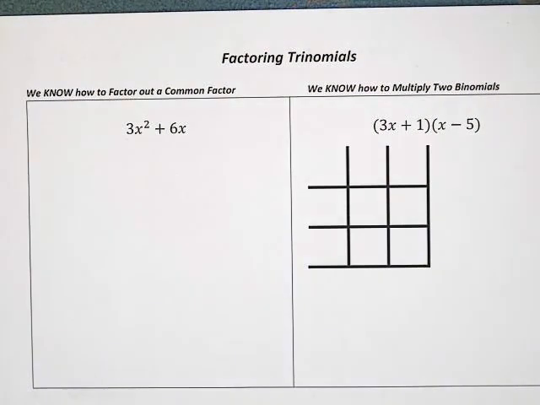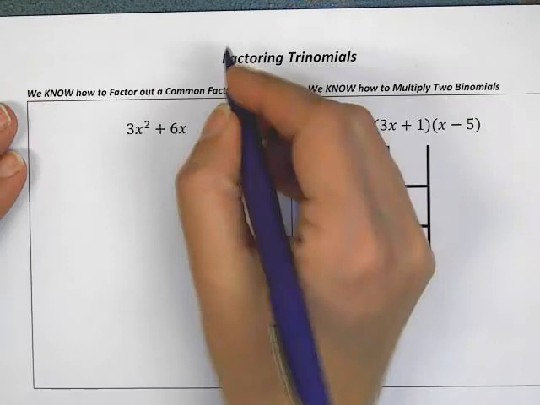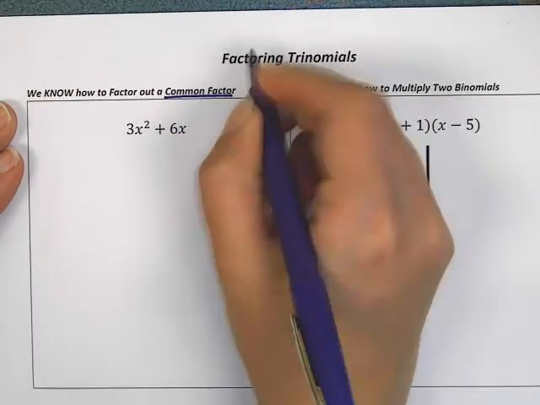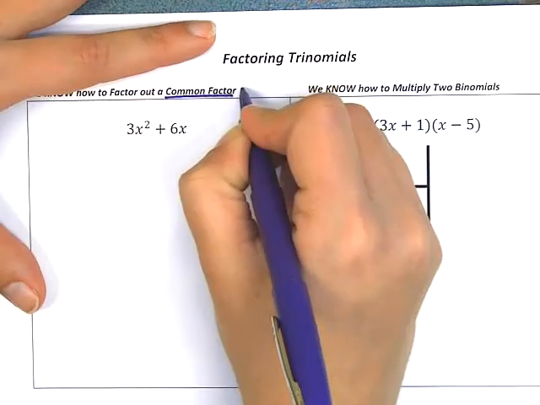I'd like to start by reviewing some of what we know. We know how to factor out a common factor, and this is always what we're going to start by trying to do. So we're always going to try this first.